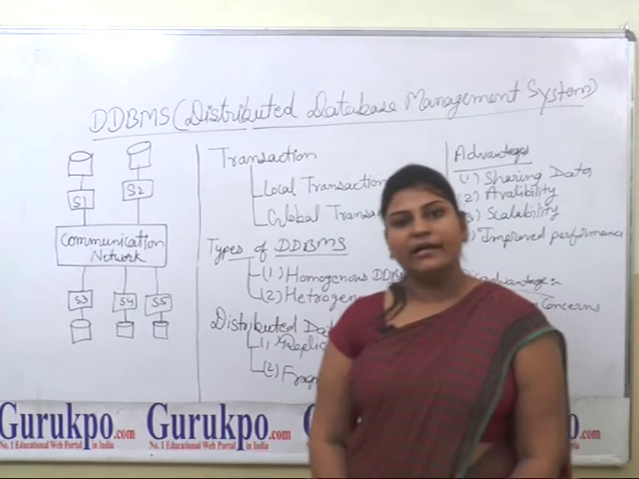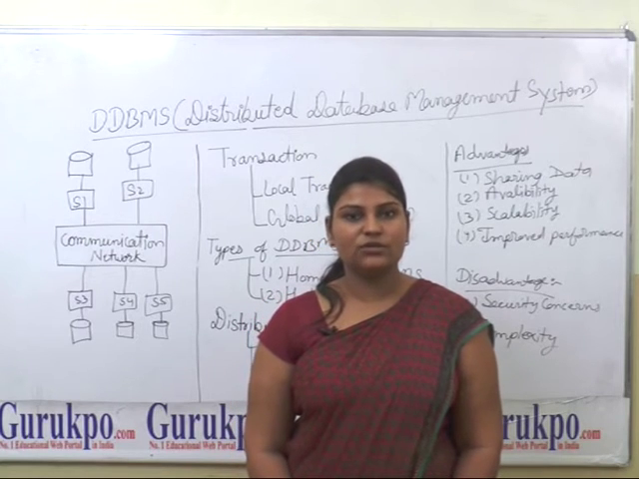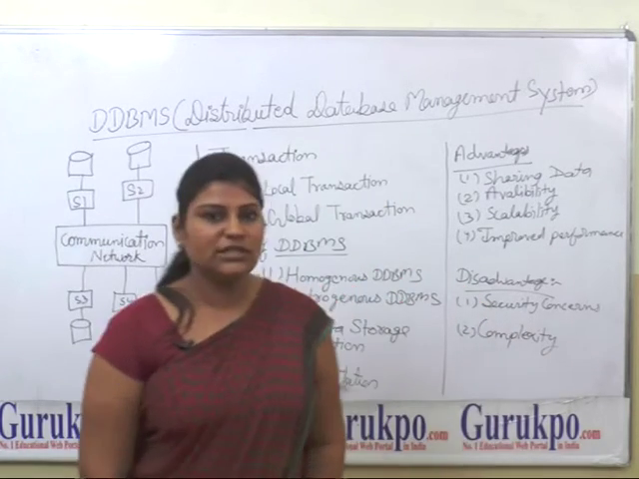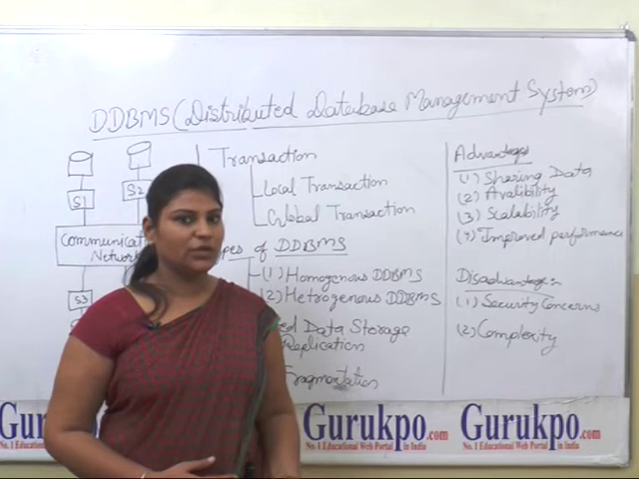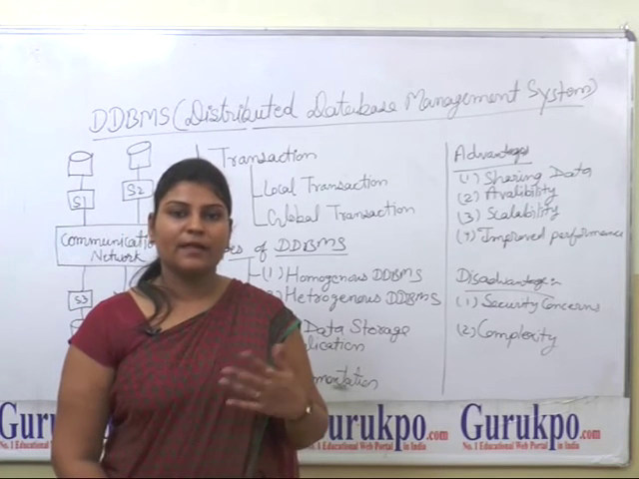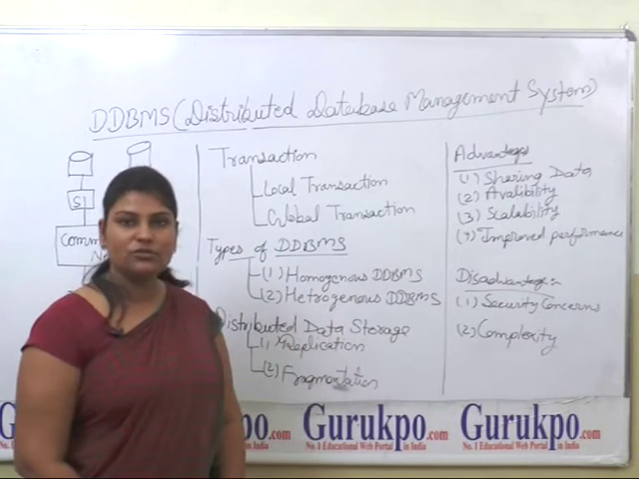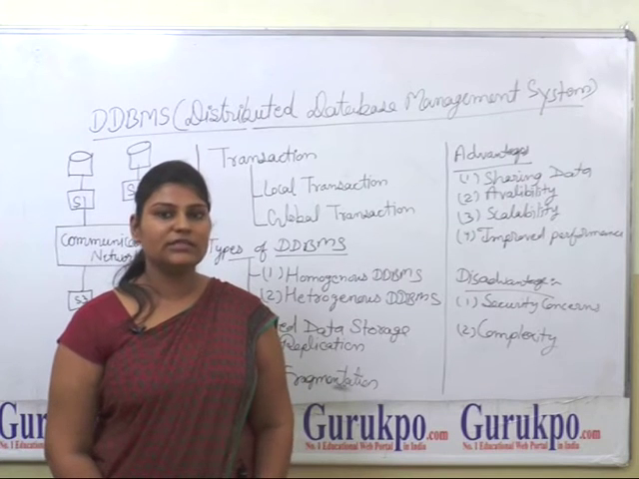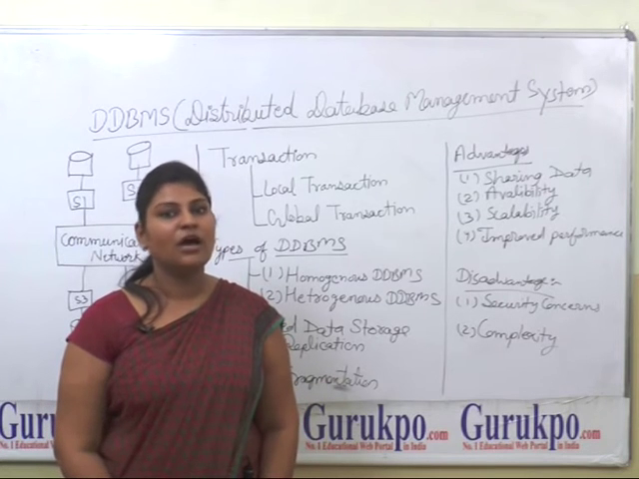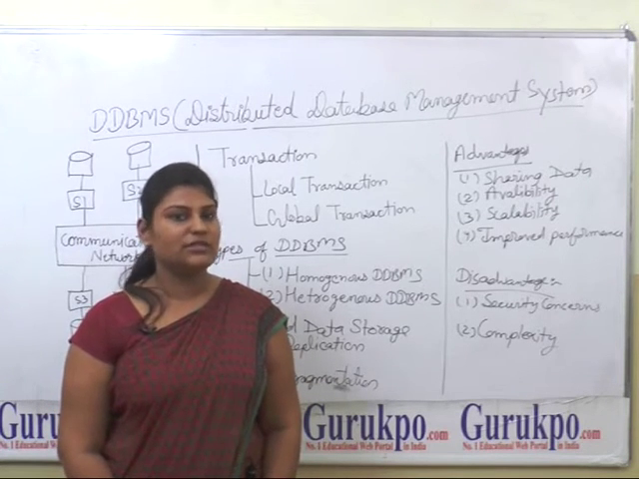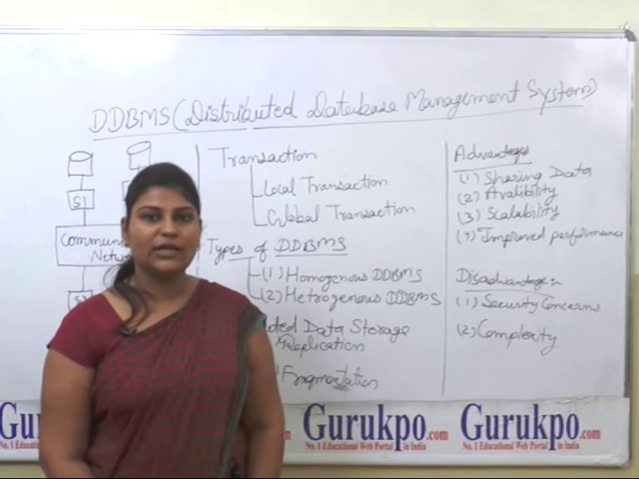Now we will come to the types of distributed DBMS. There are two types of distributed DBMS: heterogeneous and homogeneous. In the homogeneous distributed DBMS, all the communication network, all the data can be with the same operating system and hardware, but in the heterogeneous, the data is not in the same operating system or in the same hardware or software. Multiple or different types of hardware and operating systems are used, which does not happen in the homogeneous distributed DBMS.